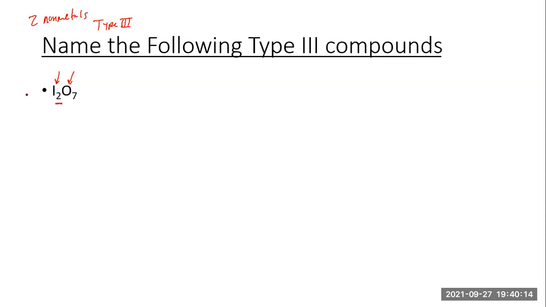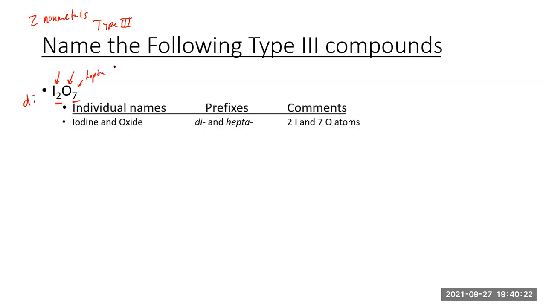So 2's prefix is di. 7's prefix there is hepta. And again, we use the full name of the first element, which is iodine. The second element gets the IDE at the end of it, which is oxide. And now we just simply put these guys together and we end up with diiodine heptoxide. Again, here, the 2 I's backed up to each other are okay, but we did drop the A off of the prefix because that A and O not so good. Again, really nothing to balance other than just to see what is there.